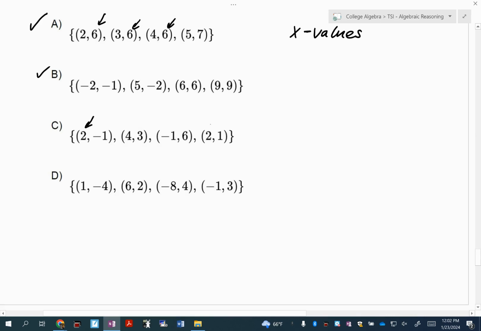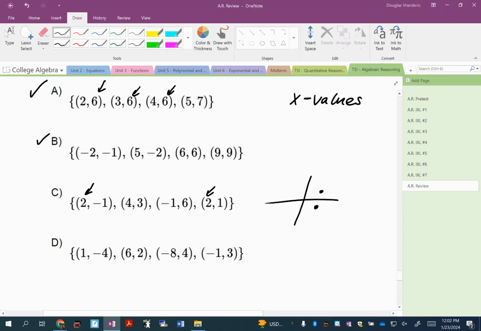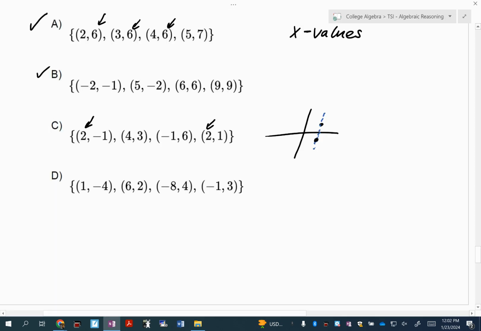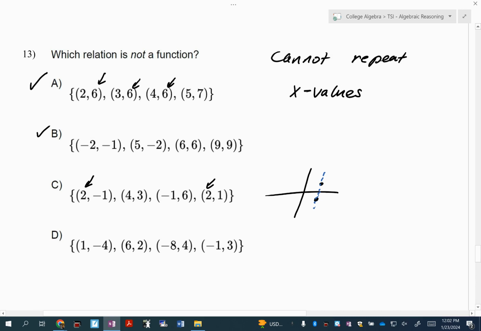You'll notice we have 2 and 2. If you make a little sketch here, 2, -1, 2, +1. This is an example of it failing the vertical line test. So you cannot repeat x values if you're going to have different y values. You'll see that these y values are different. So C is the relation that is not a function.